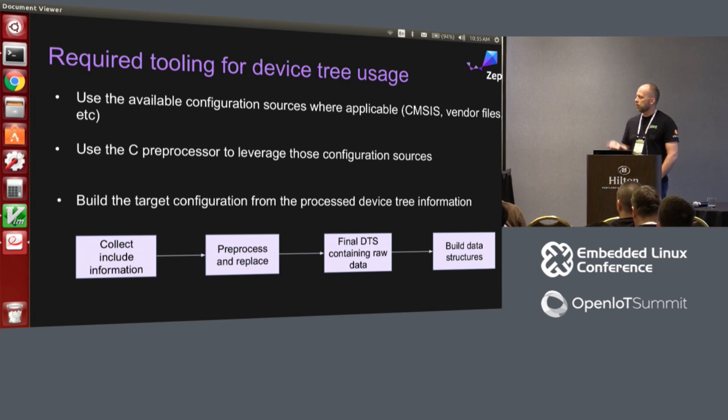The thing about device tree is, for Zephyr, we have to be able to use the device tree to generate some of the include file information that we use for builds. So how would we do that?